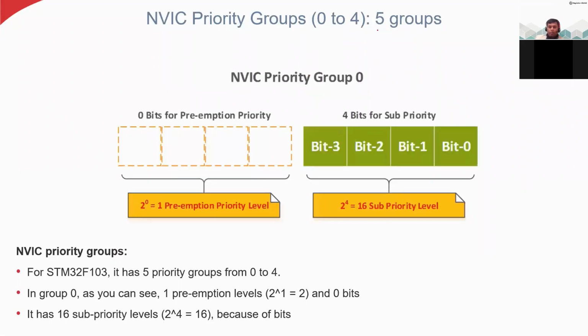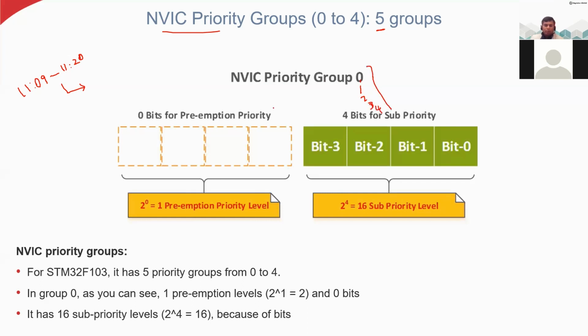We have to see some more groups of NVIC priority groups. Okay, the first one is NVIC priority group 0. There are 5 groups. That is the NVIC priority group 0 and 1, 2, 3, 4. So totally 5 groups. We will see one by one.